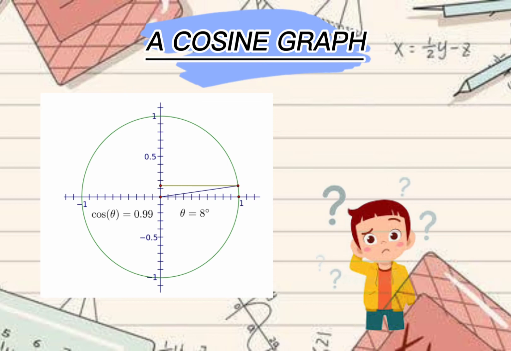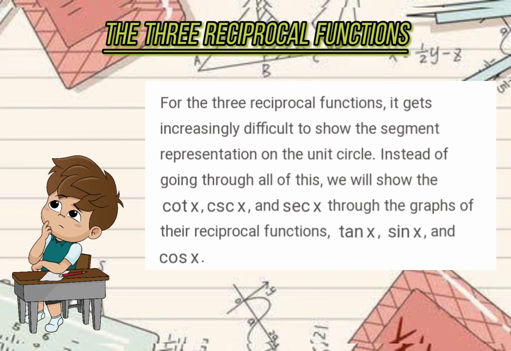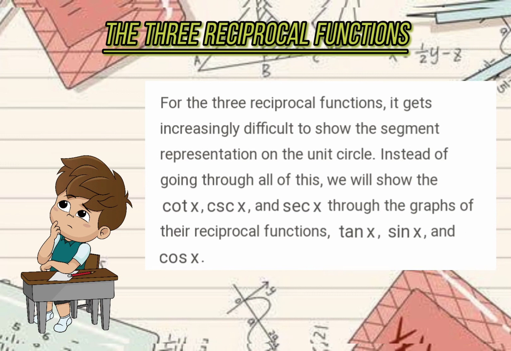A cosine graph. The cosine of an angle is the ratio of x over r. So in the unit circle, the cosine is the x-coordinate of the point of rotation. A tangent graph. The name of the tangent function is from the tangent line, which is a line that is perpendicular to the radius of a circle at the point on the circle, so that line touches the circle. For the three reciprocal functions, it gets increasingly difficult to show the segment representation on the unit circle.